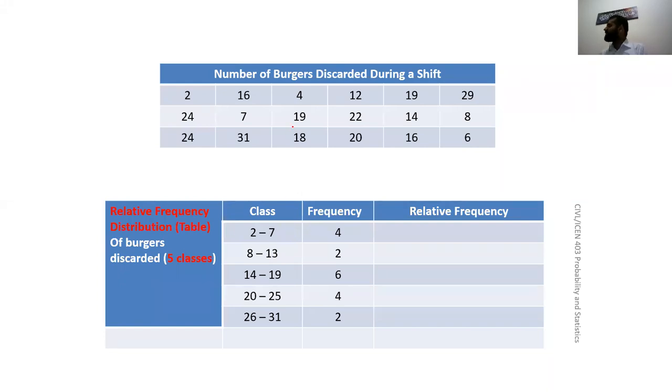Okay, wait 5 minutes, I'll come and give it. Pardon me guys, my son is looking for something.